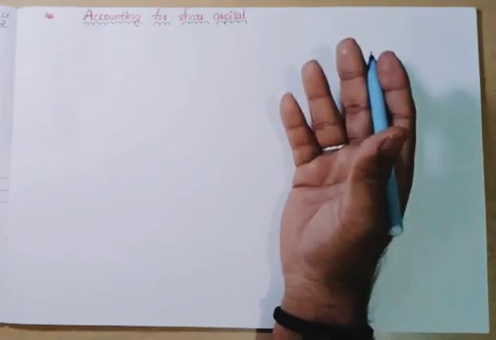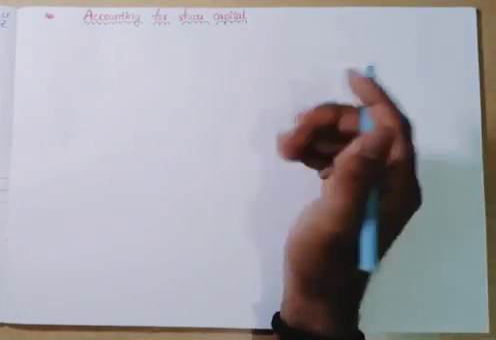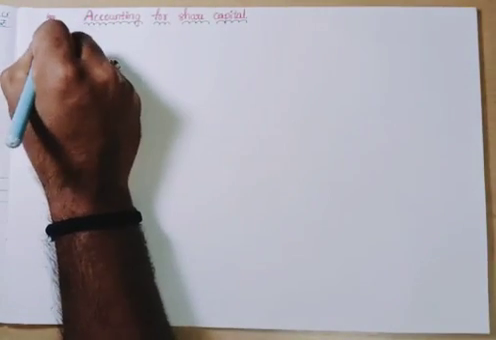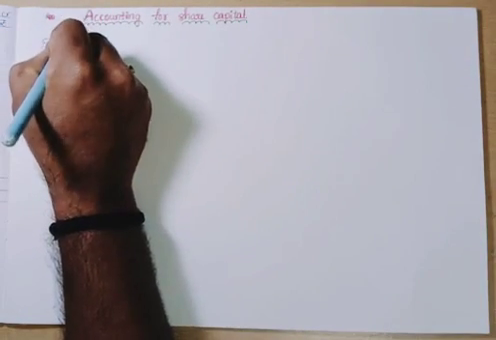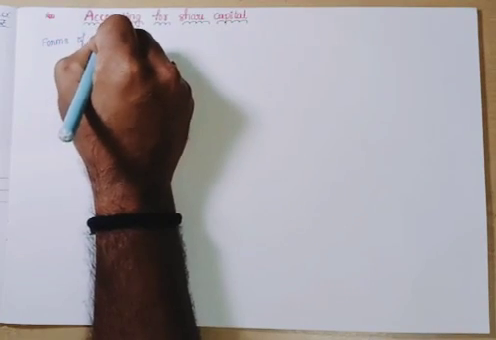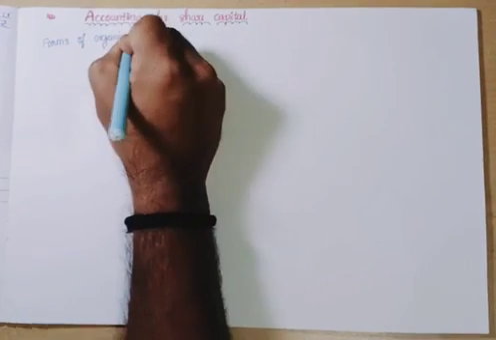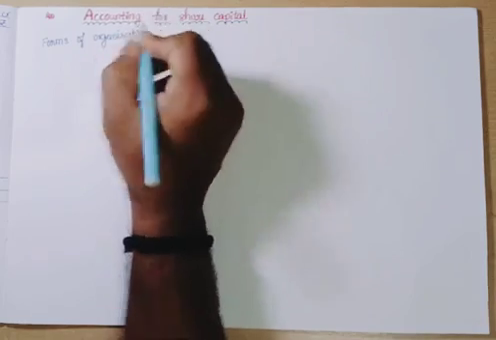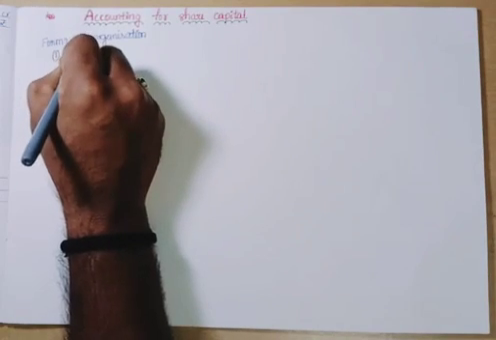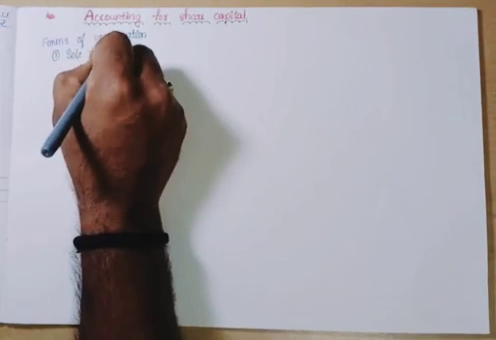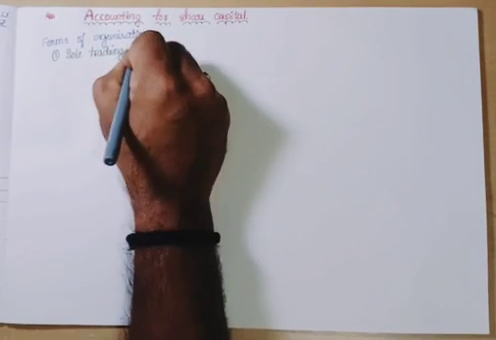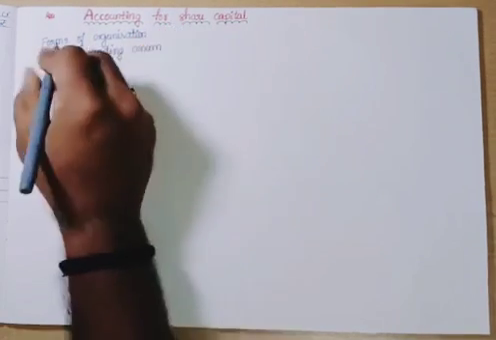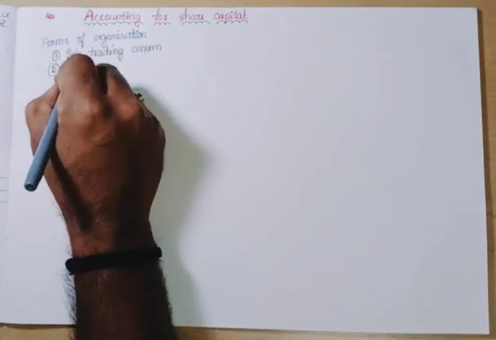First one. As we know, there are five forms of organization, which means if you want to start your business, you can have five different kinds of ownership. This topic we already studied in class 11, forms of organization. Totally we have five forms here. One is sole trading concern. Second one is partnership firm.